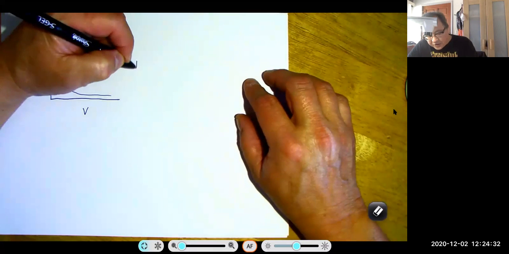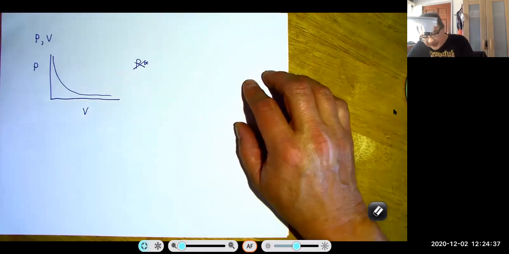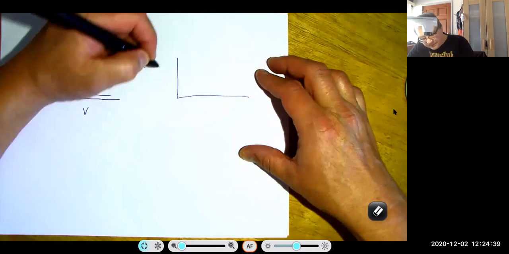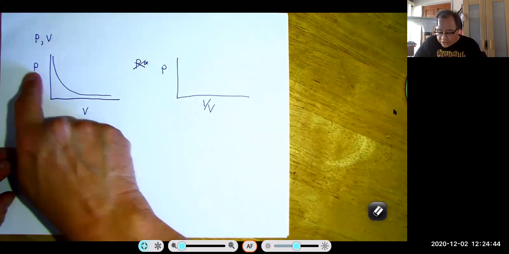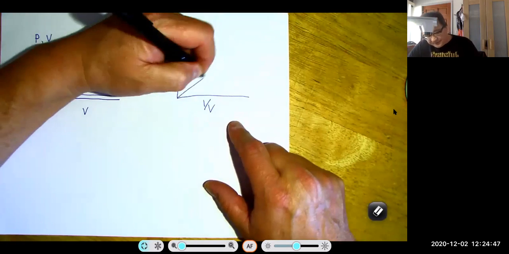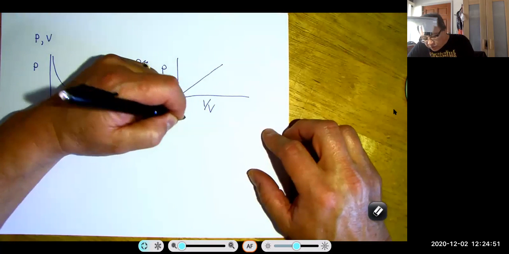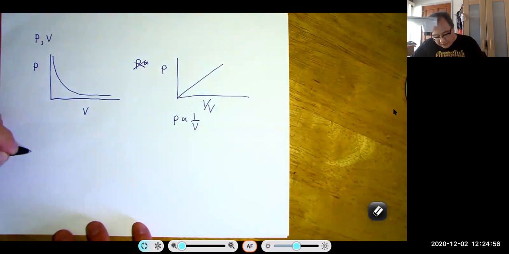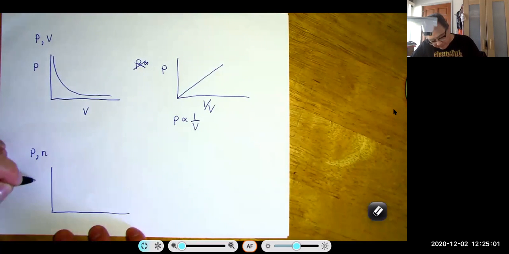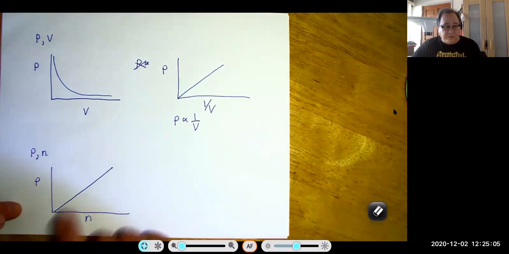So that means that the pressure is proportional. Well, actually, I'm going to draw this again. If we graph the pressure versus 1 over the volume, we get this. So this means that the pressure is proportional to 1 over the volume. Now, if we look at pressure and moles, we get the following. More moles of gas, the higher the pressure.